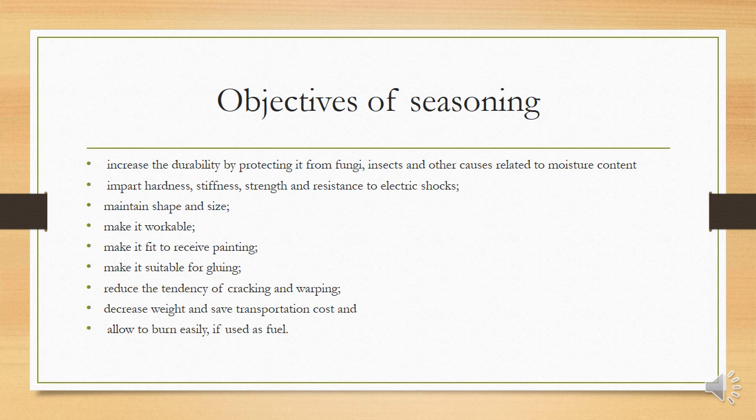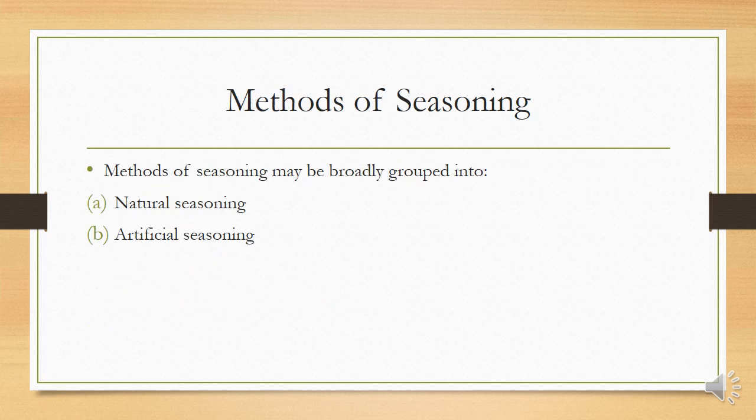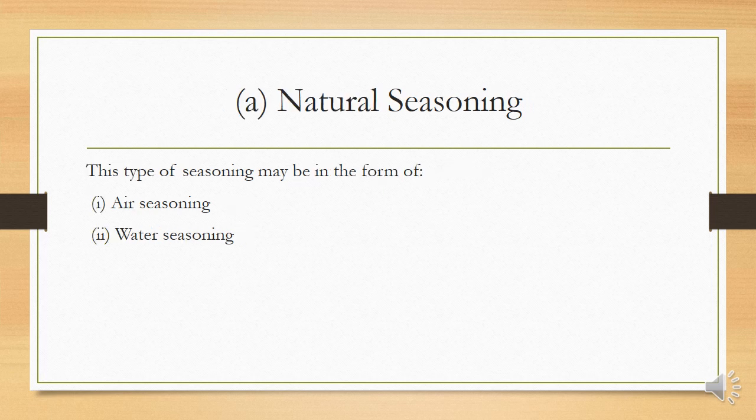Objectives of seasoning are as follows. Seasoning makes the timber suitable for gluing and for painting, and helps it maintain its shape and size. It reduces the tendency of cracking and warping, among other objectives as listed herein. There are two major methods of seasoning: natural seasoning and artificial seasoning. We can start with natural seasoning. Natural seasoning can be further divided into air seasoning and water seasoning.